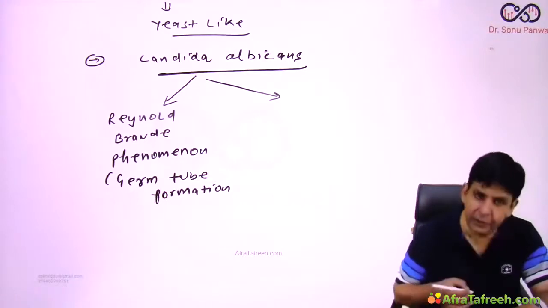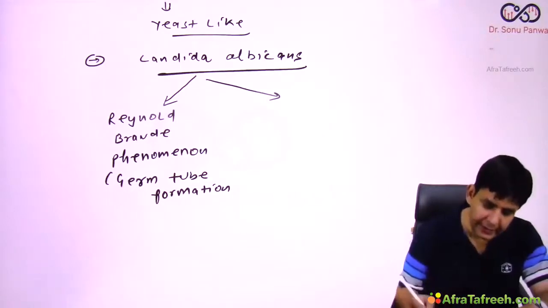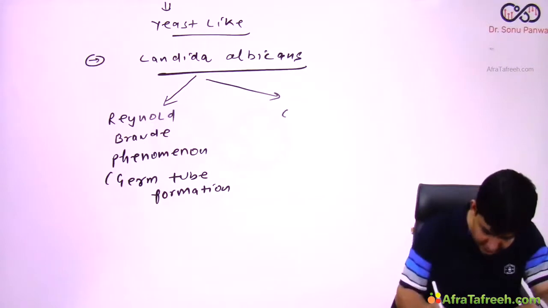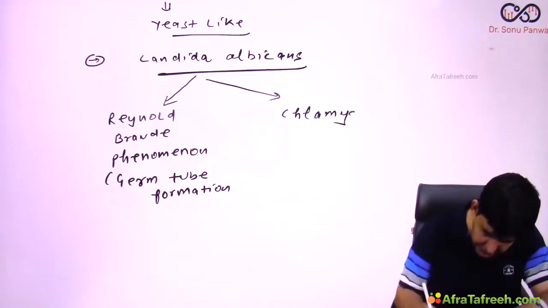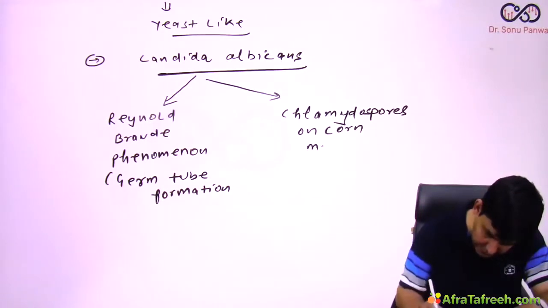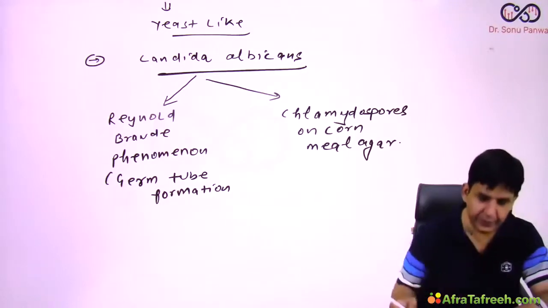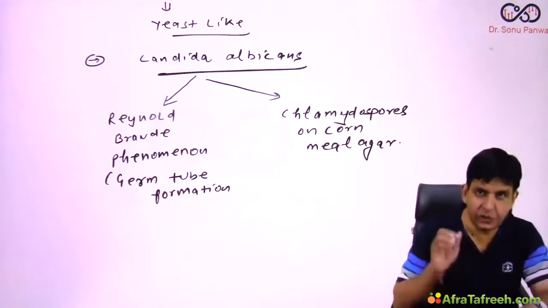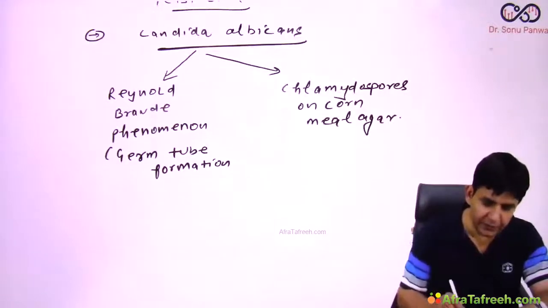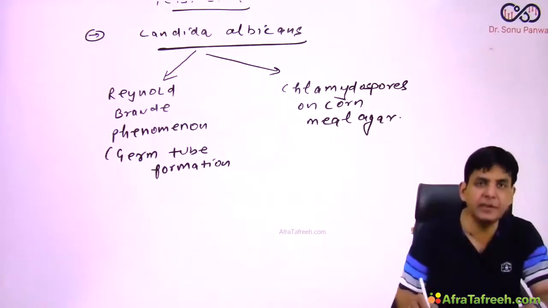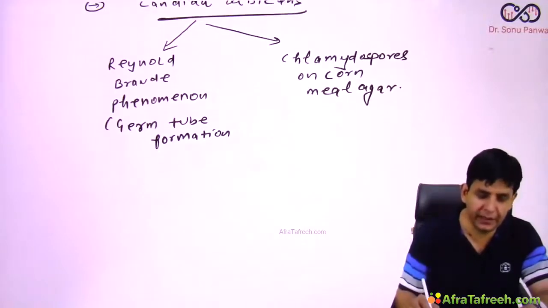So there is a germ tube formation here, and in this particular one more thing is there, that is the formation of these asexual spores termed as chlamydospores on cornmeal agar. Okay, so this Candida albicans shows two phenomena. One is Reynolds broad phenomena, which is germ tube formation, and another one is chlamydospore formation on the cornmeal agar.